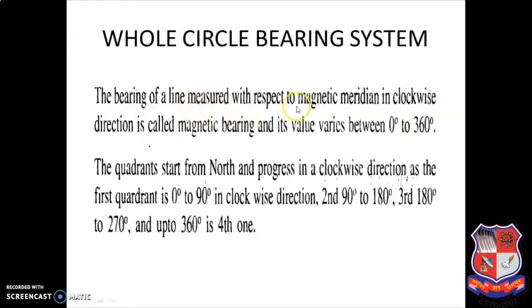You can see the bearing of a line measured with respect to the magnetic meridian in clockwise direction is called magnetic bearing, and its value varies between 0 to 360 degree. Whole circle bearing means 0 to 360 degree. The quadrants start from north and progress in a clockwise direction, as the first quadrant is 0 to 90 degree in clockwise direction, second 90 to 180 degree, third 180 to 270 degree, and up to 360 degree is the fourth one, as I already mentioned.